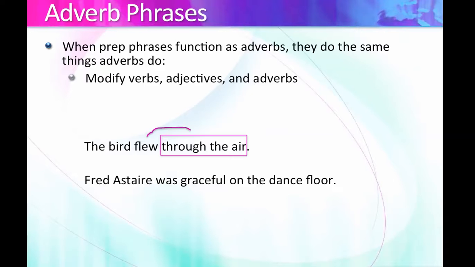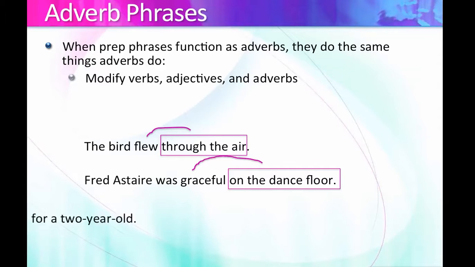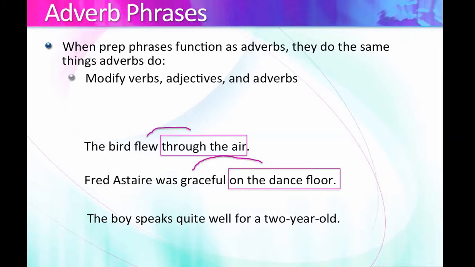Fred Astaire was graceful on the dance floor. On the dance floor is a prepositional phrase telling us how he was graceful. Graceful is, of course, a predicate adjective. The boy speaks quite well for a 2-year-old. For a 2-year-old is a prep phrase telling us to what extent he speaks well, which is another adverb telling us how the boy speaks.